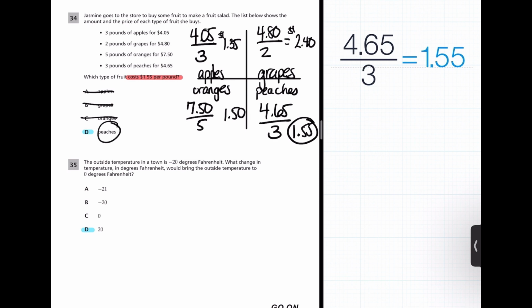Alright, let's go to the next one. The outside temperature of a town is -20 degrees Fahrenheit. What is the change in temperature in degrees Fahrenheit, which would bring the temperature to 0 degrees? So I'm going to make a visual for this.